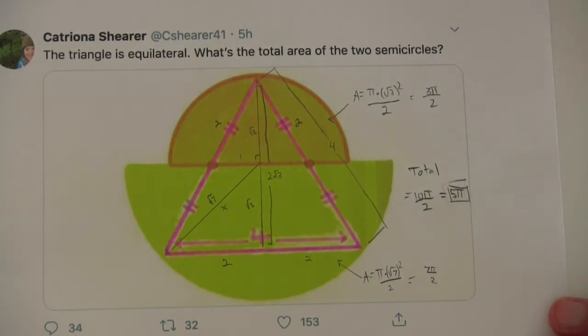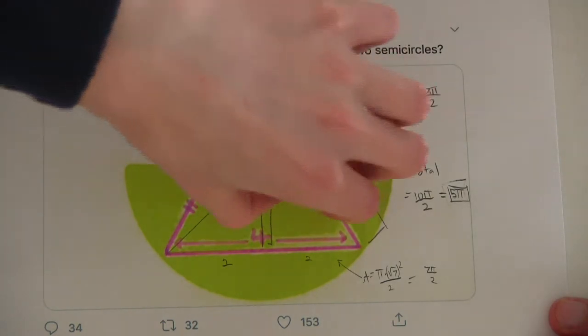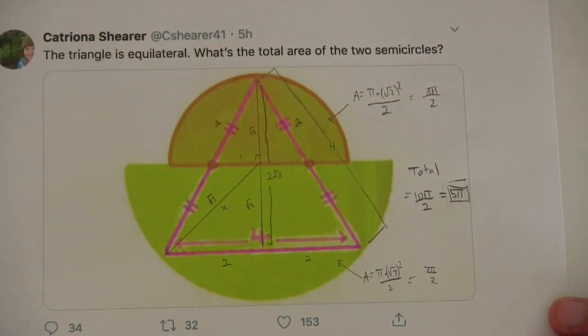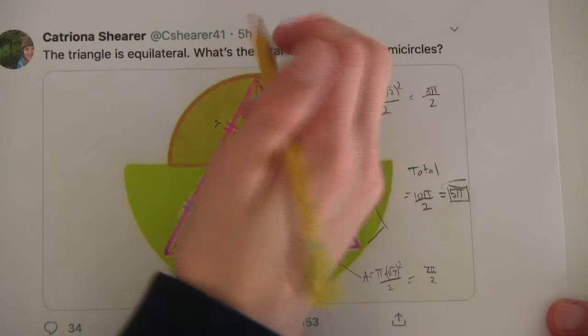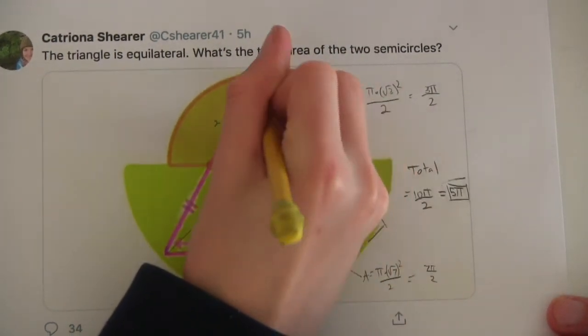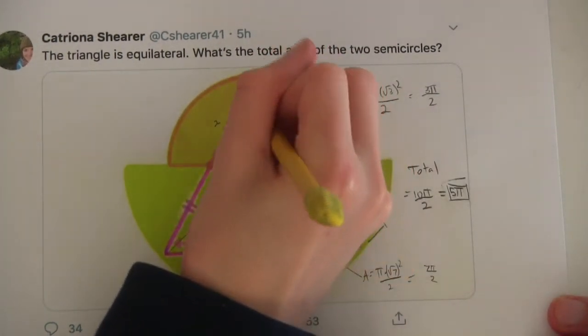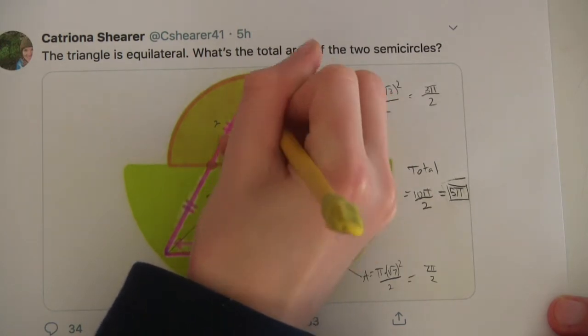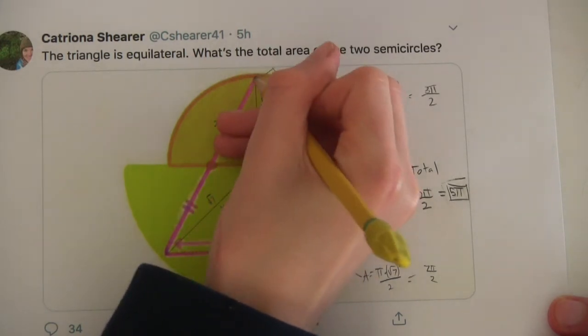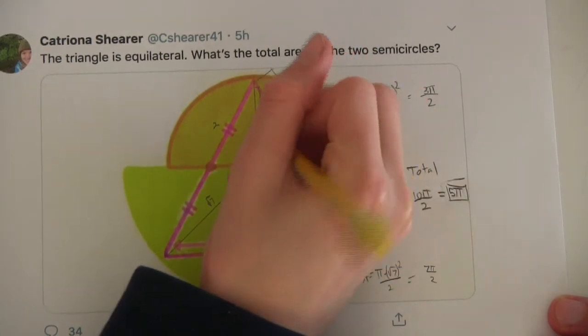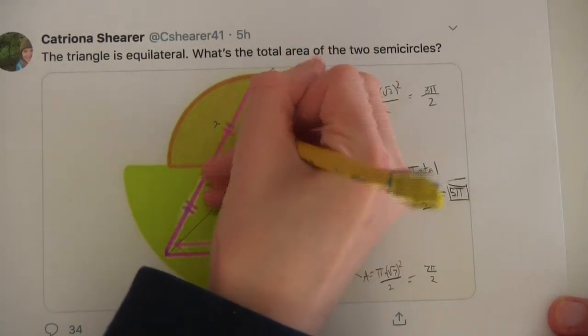We have an equilateral triangle here, and it's divided up into equal lengths. And it's asking what is the total area of the two semicircles. The top semicircle at least looks pretty easy because this is the center of a smaller equilateral triangle. So if you drop this altitude here, this is the radius of the semicircle. It's also a 30, 60, 90 triangle.